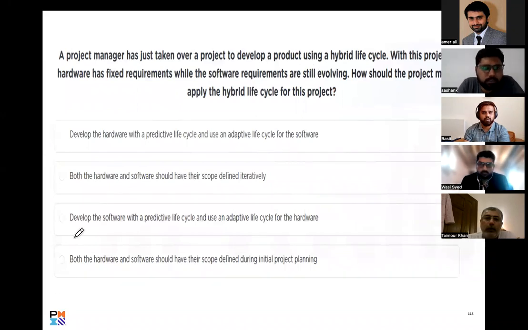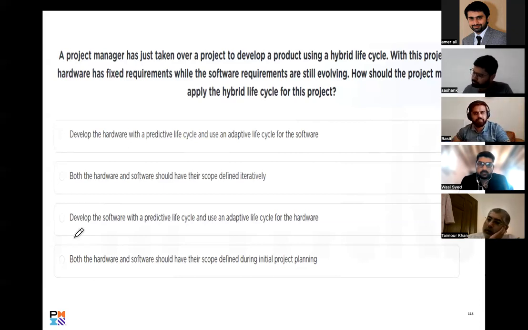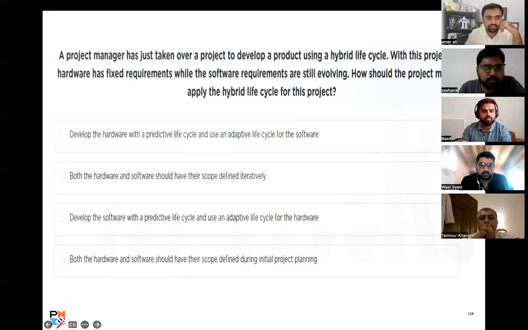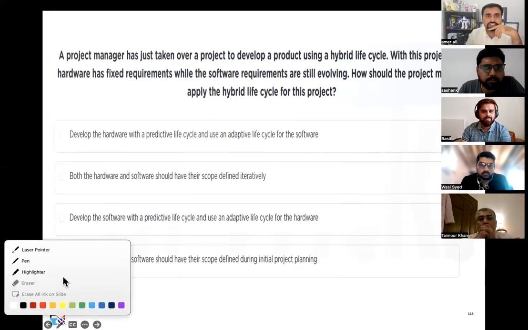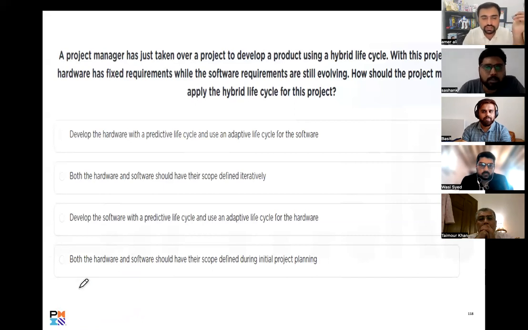How should the project manager apply the hybrid life cycle for this project? The hybrid life cycle, you can understand that it is a mixture of the predictive and agile. Try to speak it from your mind. Is it audible? Yes. By hybrid life cycle, we understand it is a mixture of predictive and agile. Okay.